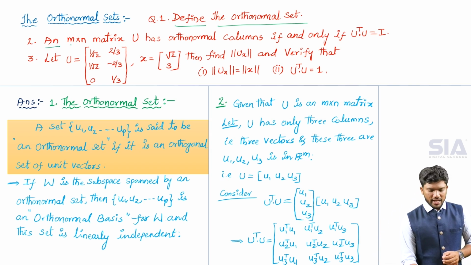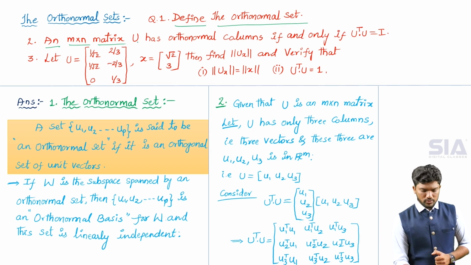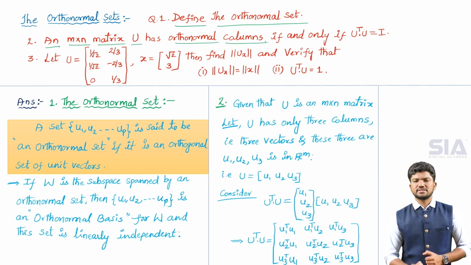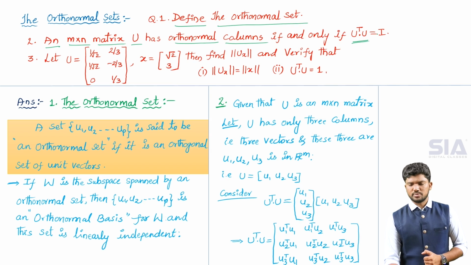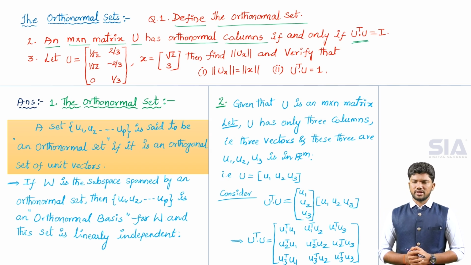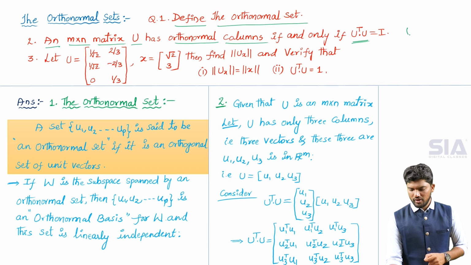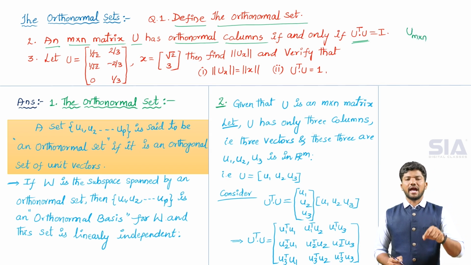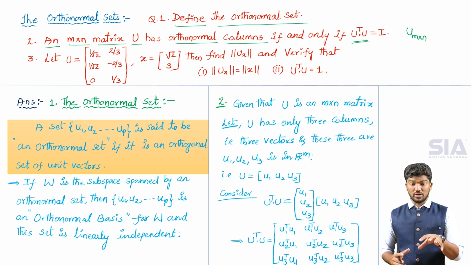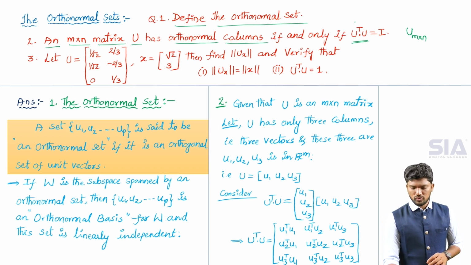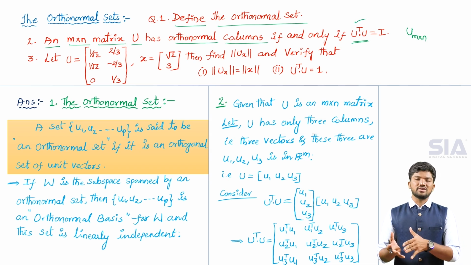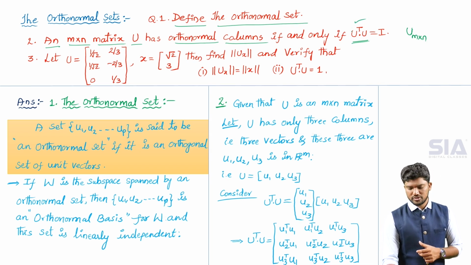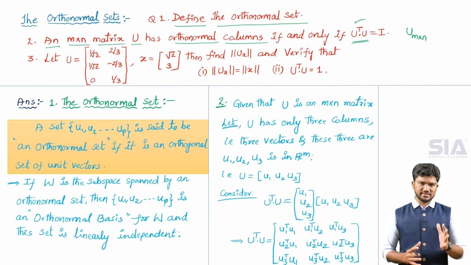The second question is: an m by n matrix capital U has orthonormal columns if and only if U transpose into U equal to capital I. We have to prove that condition. Actually it is a theorem. Here we have one matrix capital U, whose order is m by n. That matrix has orthonormal columns if and only if U transpose into U is equal to the identity matrix. That is the second condition.